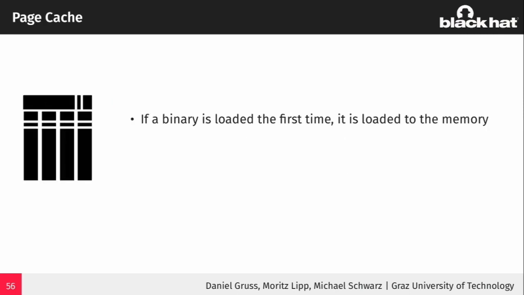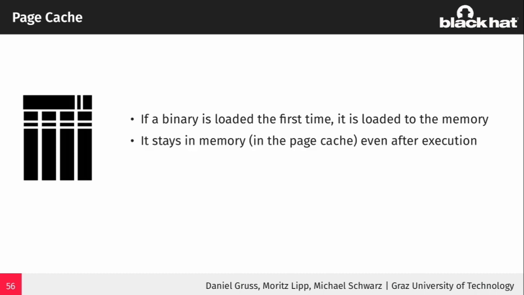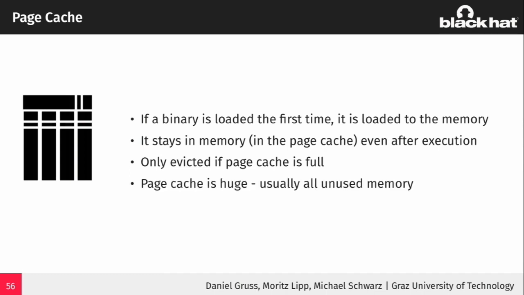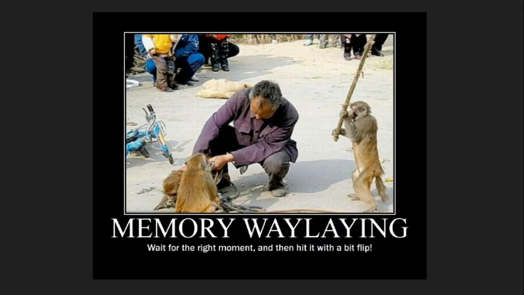Okay. So if a binary is loaded the first time into the page cache, it stays there. And if we evict it, if the page cache is full, it will be loaded to a new location. But it's possibly huge, right? It's huge, yes. We can't just evict the page cache, right? So yes, memory waylaying. So basically, we want to relocate the page and hit it at the right time when it's sitting at the right location.